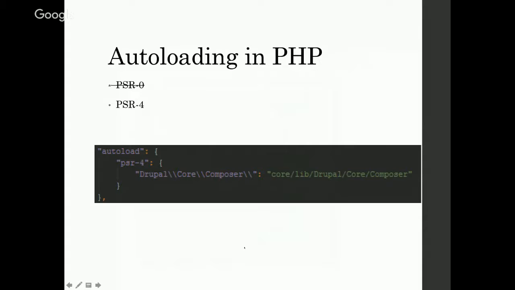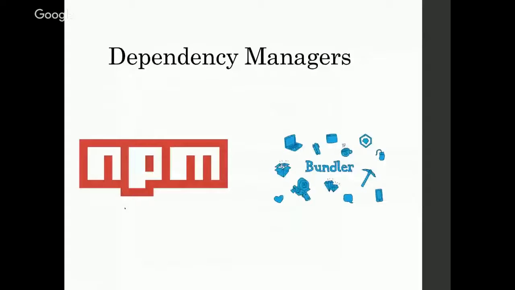The autoload definition you see on screen right now is actually taken from a composer.json, and we'll see in a demo what it looks like and what the Drupal 8 Composer file looks like. Then we'll start talking about the workflow itself. We spoke about two different things: dependency management and autoloading, and we'll see how Composer handles them both. Dependency managers themselves are not new. If you have used languages like Node.js or Ruby, you have probably already used something called NPM or Bundler. There are package managers or dependency managers for many other languages, or they are being built.